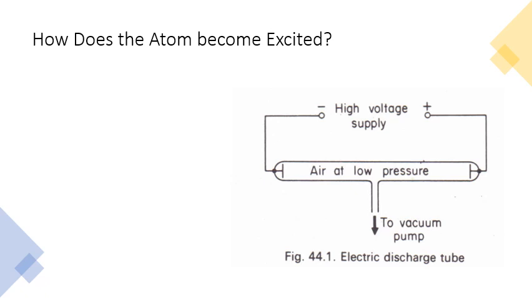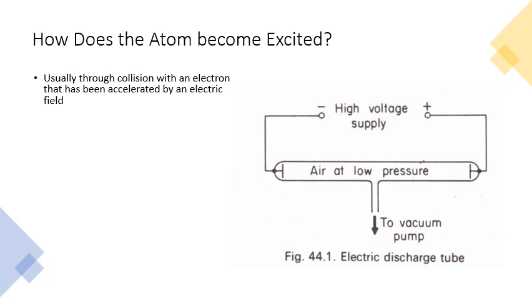So how does the atom become excited? Well, the normal method, and of course you've seen me do it a couple of times in the lab, is to apply a high voltage to a low pressure gas tube. And that's called a discharge tube, and I've shown you a few discharge tubes.